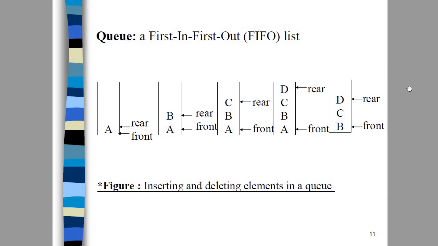Assume that first we insert a value A, then we insert value B. The front pointer will point to A only, but when you insert the new element, the rear pointer will be incremented by 1. Now if you insert one more element C, the rear pointer will be incremented by 1, but front will point to the front of the queue. When you insert D, the rear pointer will be incremented by 1. Now when you remove, the front element A will be removed, and B will move to the front of the queue. Like this the queue will be managed.